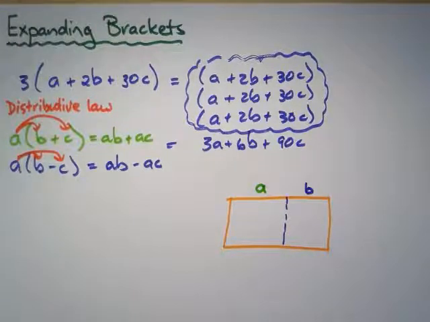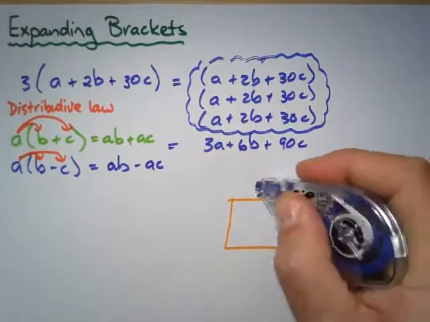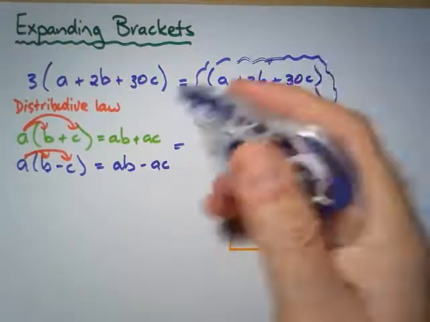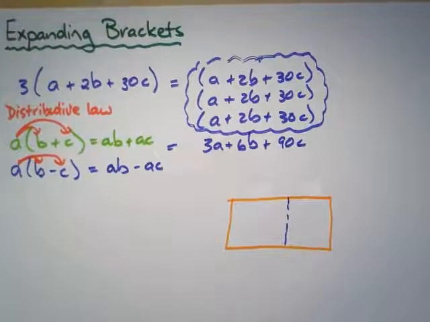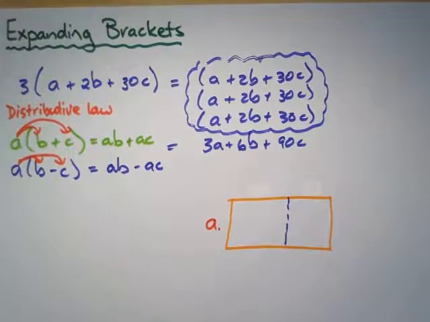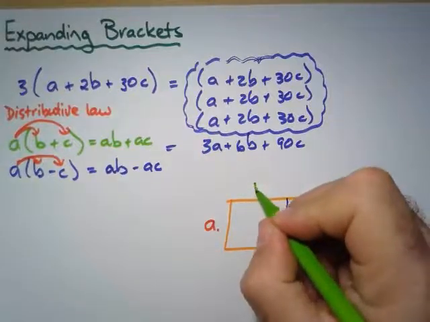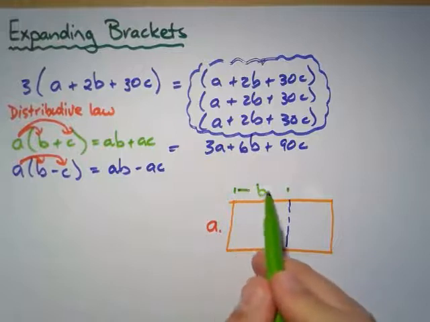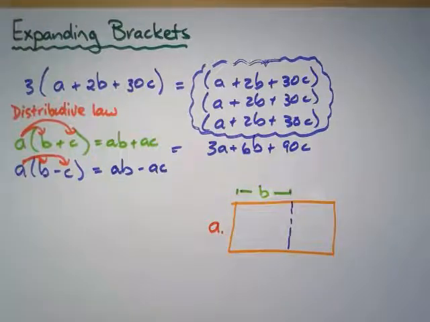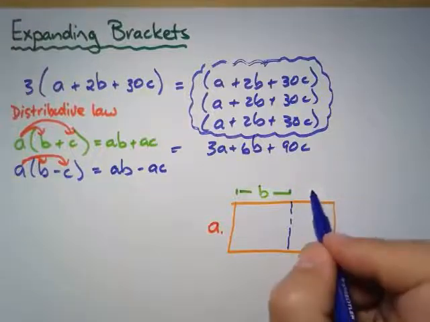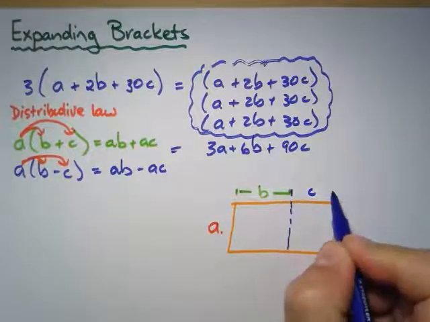I'll fix it so it looks the same as the top. So what I'm going to say is the width of this is A. So that's the width. And the first one is B. This distance is B. From there to there is B. And then this distance, the third distance, is C. So this is the distance from there to there.